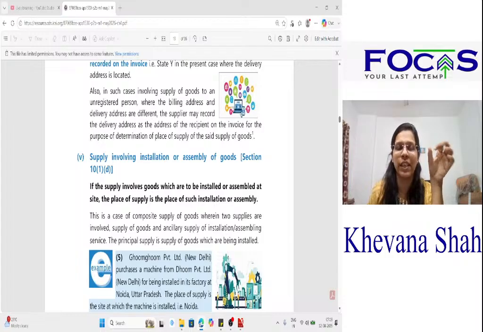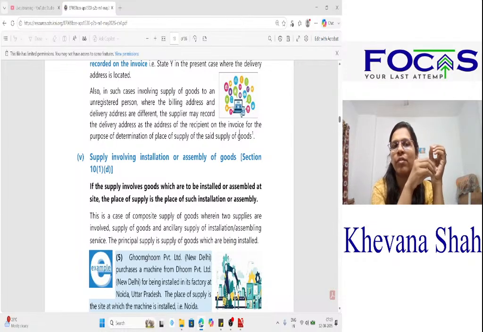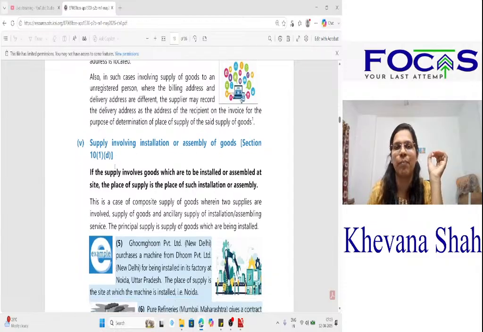So see what they are saying. Also in such cases involving supply of goods to an unregistered person where the billing address and delivery address are different, the supplier may record the delivery address as the address of the recipient on the invoice for the purpose of determination of place of supply. So whatever is the address of delivery, that address will be recorded by the supplier and will be considered as your place of supply.